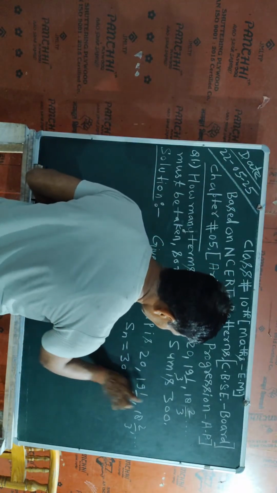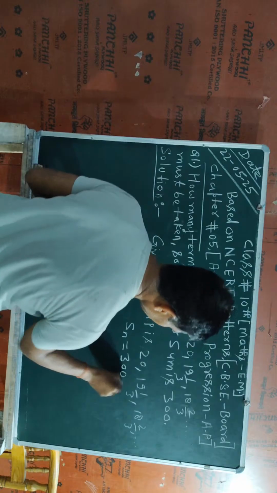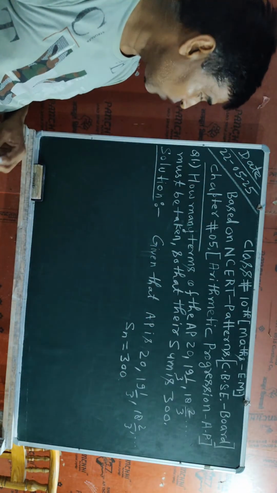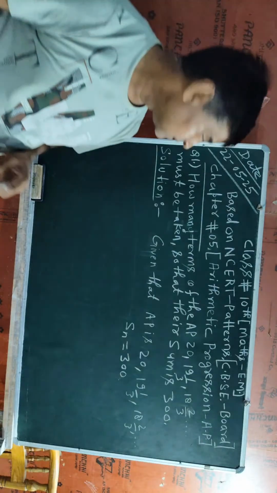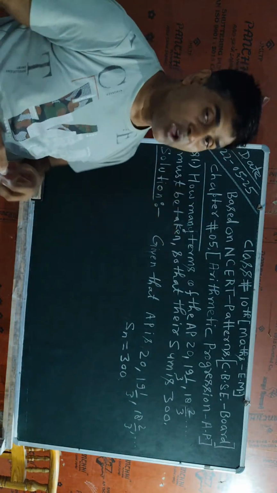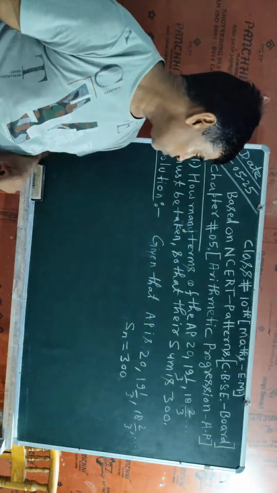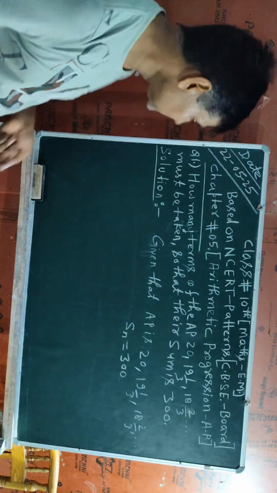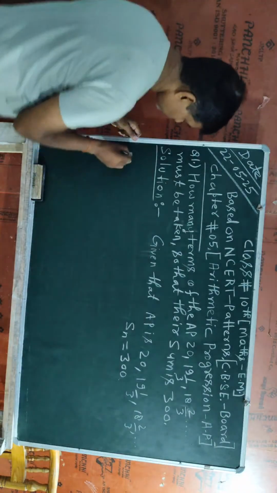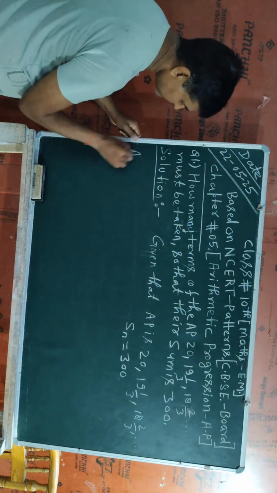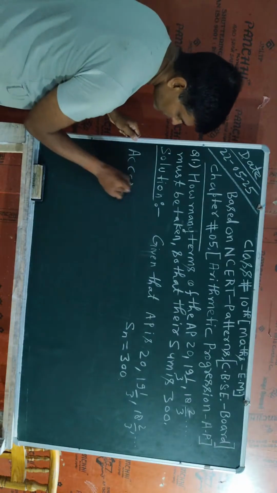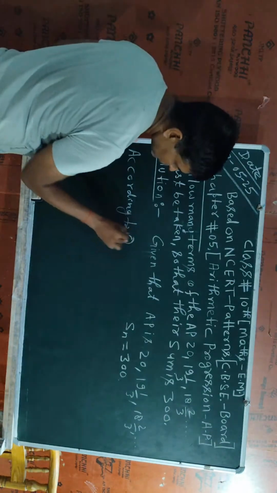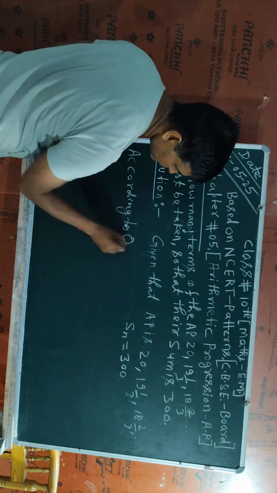Okay, student. So further we have to apply the formula for getting the number of terms of the arithmetic progression. I know the sum of the first n terms of an arithmetic progression. So here I write that formula according to the question.